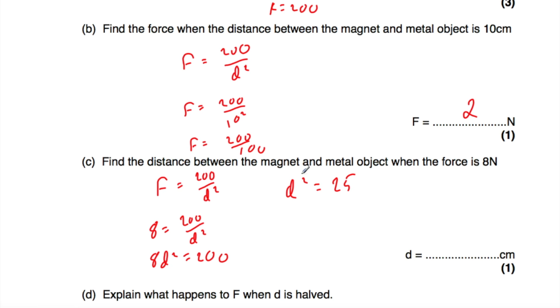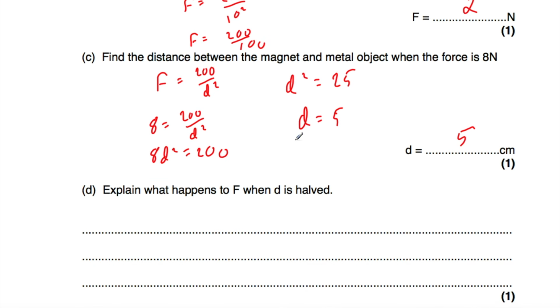And then finally, we're going to work out what D is. Now here's the distance, so it's only going to be the positive value, so we can square root 25, and we get that's equal to 5, so the distance would be equal to 5 centimeters, and that's it. Okay, and then if we go down to part D, it says explain what happens to F whenever the distance is halved.